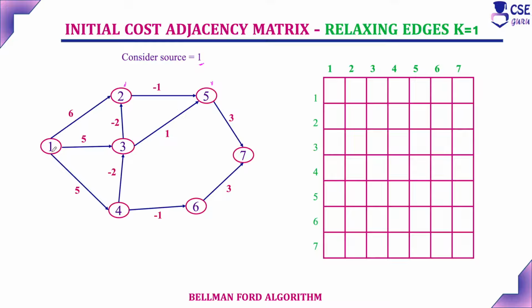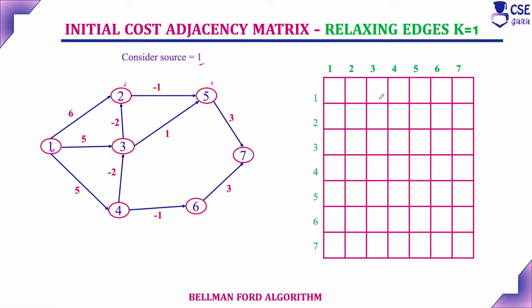Since the source vertex is 1, consider from 1. So consider the adjacency matrix with the number of vertices, that is 7, row-wise as well as column-wise. If you consider the adjacency matrix here, from 1 to 1 there is no path, 2 to 2 there is no path, 3 to 3, 4 to 4, likewise, from a vertex to itself there may not be a path here.